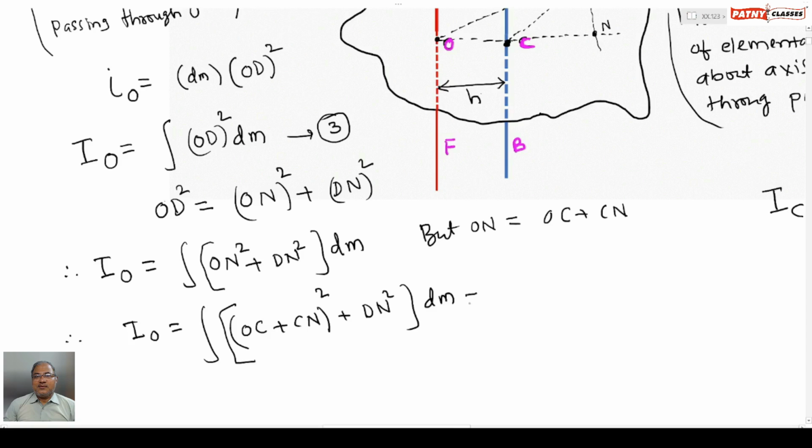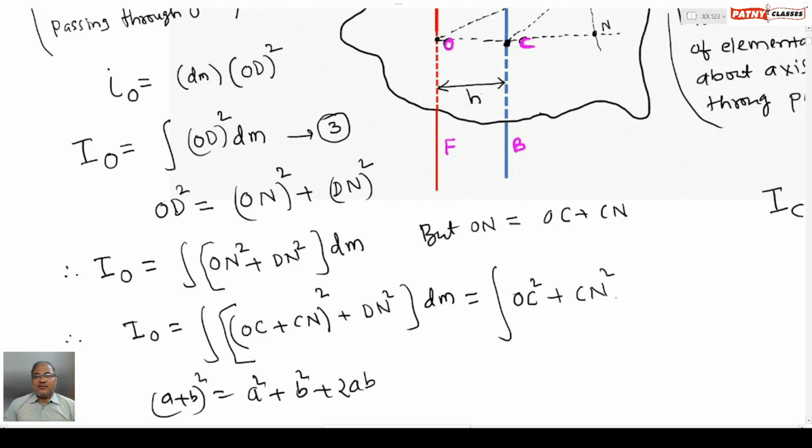Now this is equal to integration. Here applying the (a plus b) whole square formula, that is a square plus b square plus twice ab, we get OC square plus CN square plus 2 OC dot CN plus DN square, bracket close, with respect to dm.